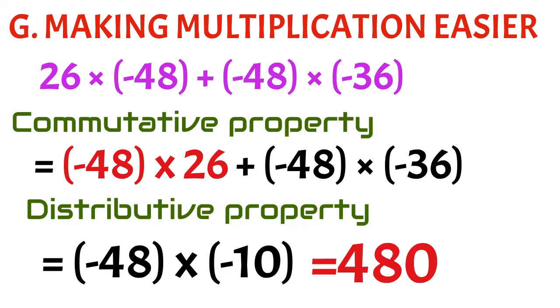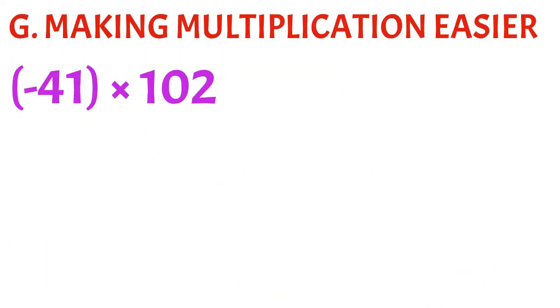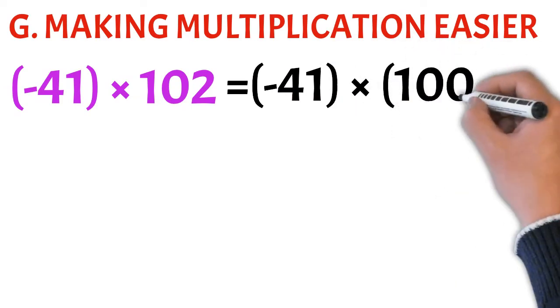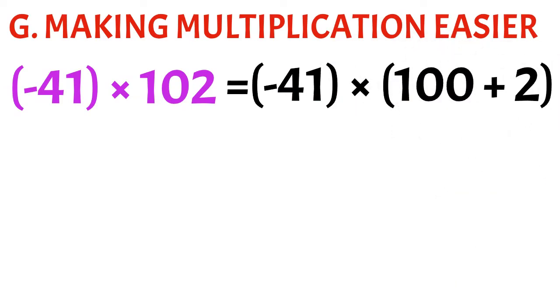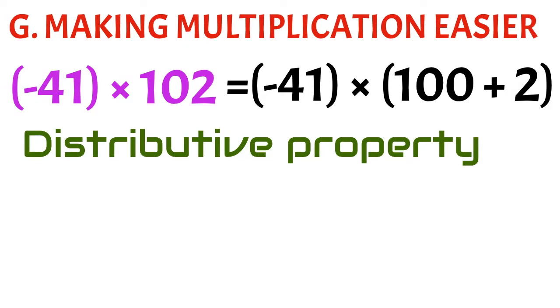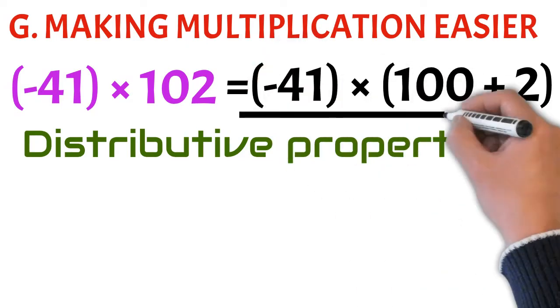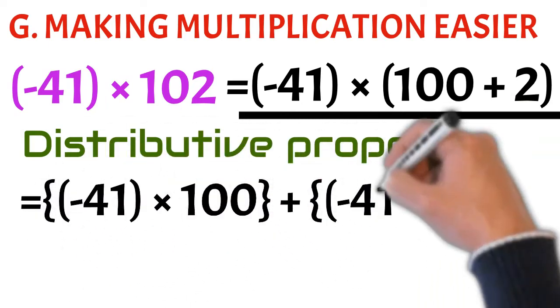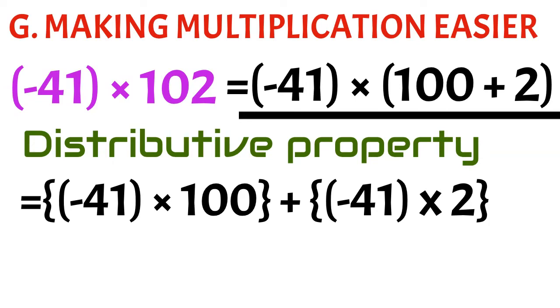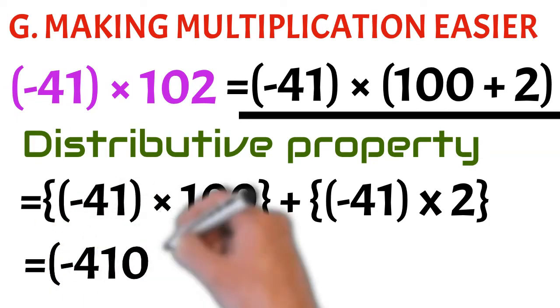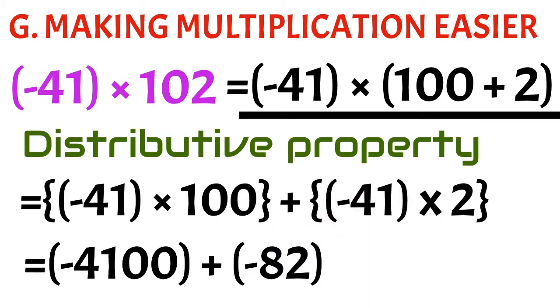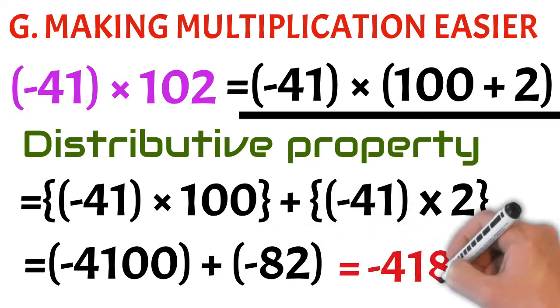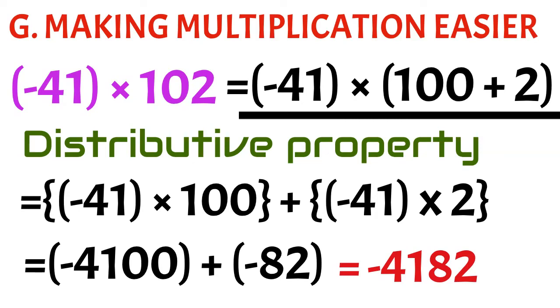Another example. Minus 41 into 102. We can write it like this: minus 41 into (100 plus 2). Now, using distributive property for multiplication, minus 41 into (100 plus 2) equals minus 41 into 100 plus minus 41 into 2, which is equal to minus 4100 plus minus 82 equals minus 4182.